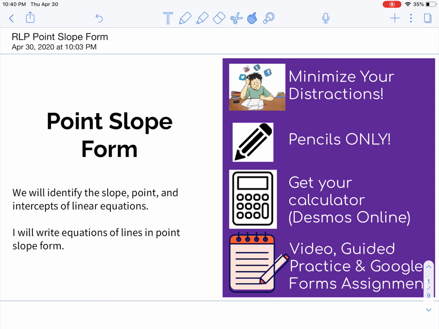Alright guys, today we're going to talk about the point-slope form. We've been talking about the slope-intercept form, and both of these forms of equations mean the exact same thing. They're just written a little differently. So for right now, let's try to minimize our distractions.